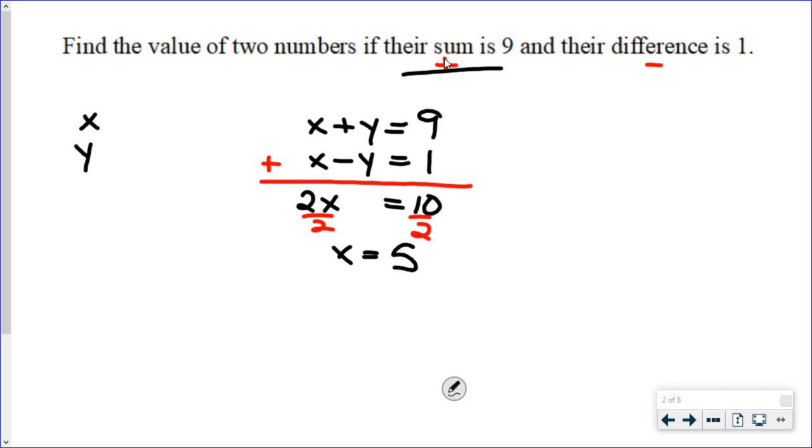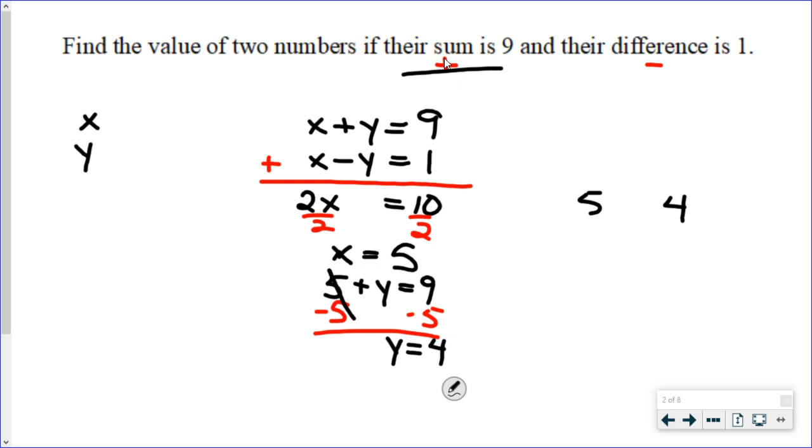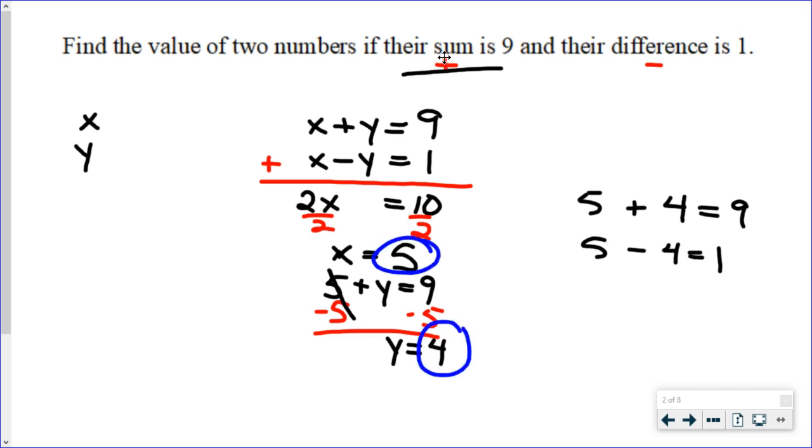Then substitute either the top or the bottom. As you know, I like the top. So 5 plus y equals 9. So minus 5 from both sides. And the other number is 4. So check it, make sure that one number is 5, the other number is 4. If I add them up, do I get 9? Then if I subtract them, do I get 1? Yep. So my two numbers are 5 and 4. Okay, hopefully that one wasn't too bad.